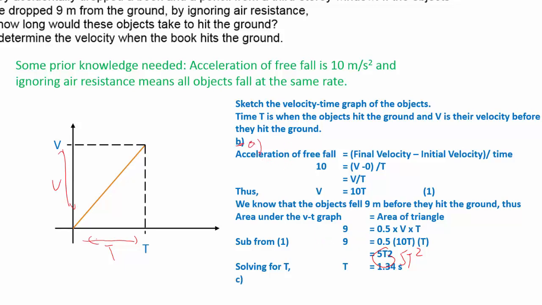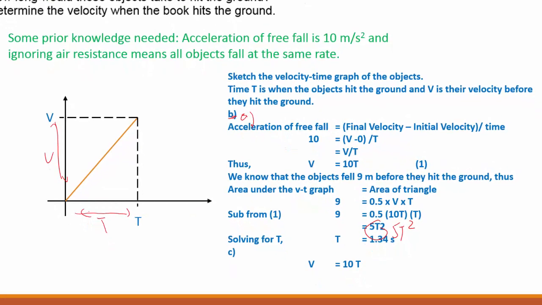For part B, just substitute into equation 1, where v equals 10t, and you should get 13.4 meters per second.